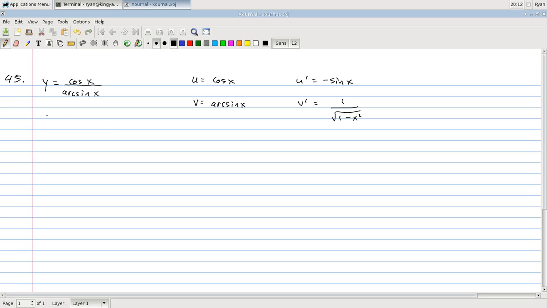Now we'll plug these into the quotient rule, and to remind you what that is, this is v times u prime minus u times v prime, all divided by v squared. So now we're going to take the quantities that we know and plug them into the formula.